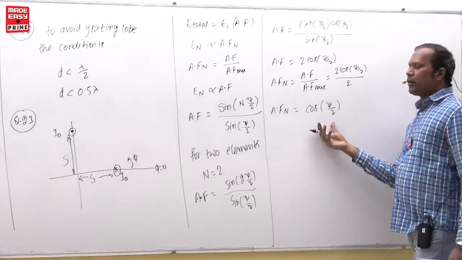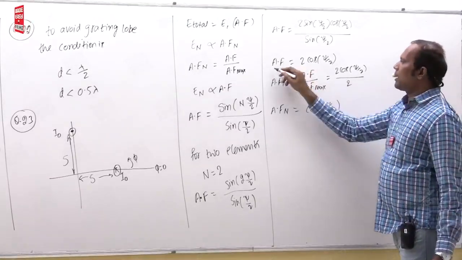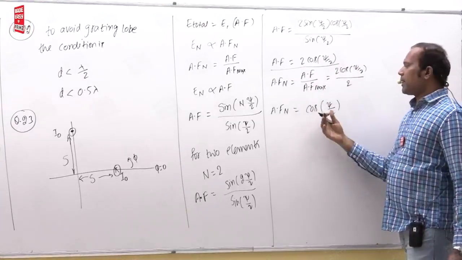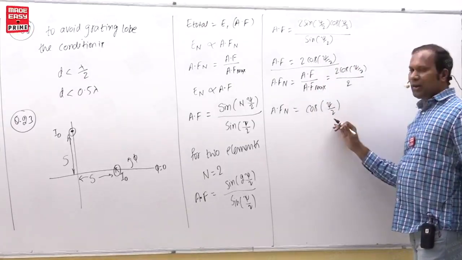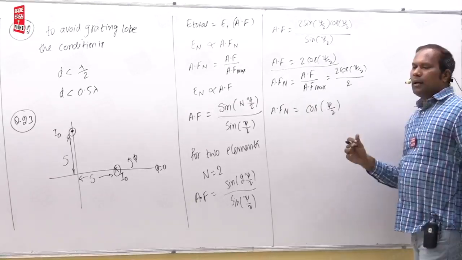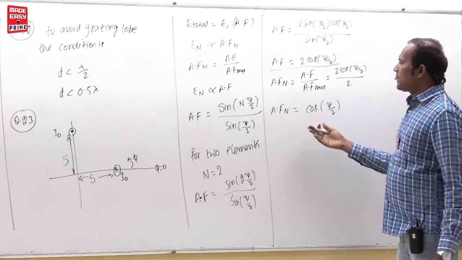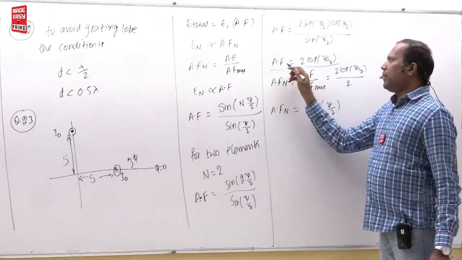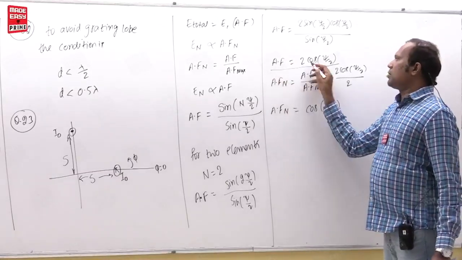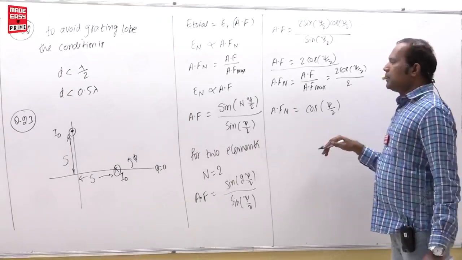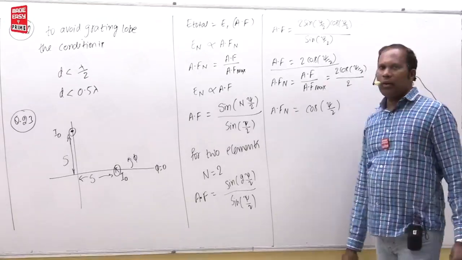Previously you did not know, now you have done it. For a two element array, array factor is 2 cos(psi by 2). Normalized array factor is cos(psi by 2). First time you are doing it; from now onwards you will know, you need not worry. So psi you have to find.